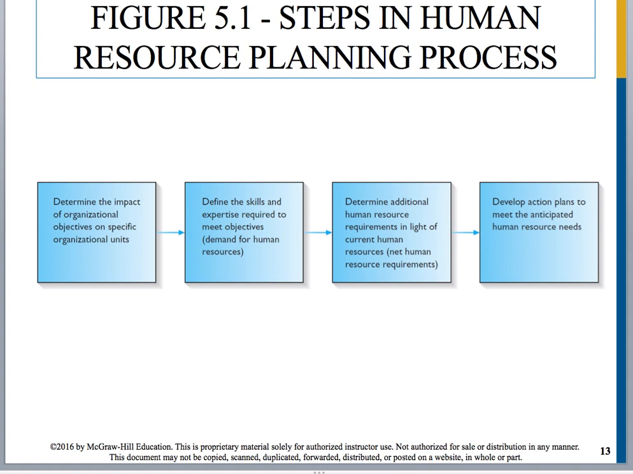Figure 5.1 shows you the steps. You can see where you determine the impact of organizational objectives on specific units within the organization. You're defining the skills and expertise that's needed to meet the objectives. So that's where your demand for the human resources comes into play. You're determining what extra HR requirements you need that are tied to your current human resources. So what are you going to need in addition to what you already have? And then developing action plans to meet those anticipated needs.